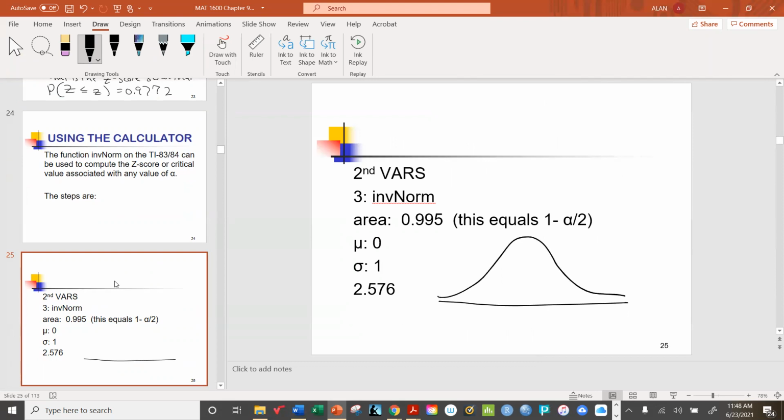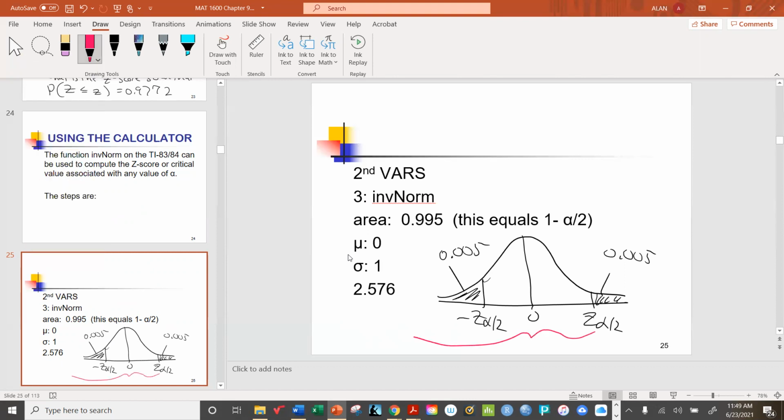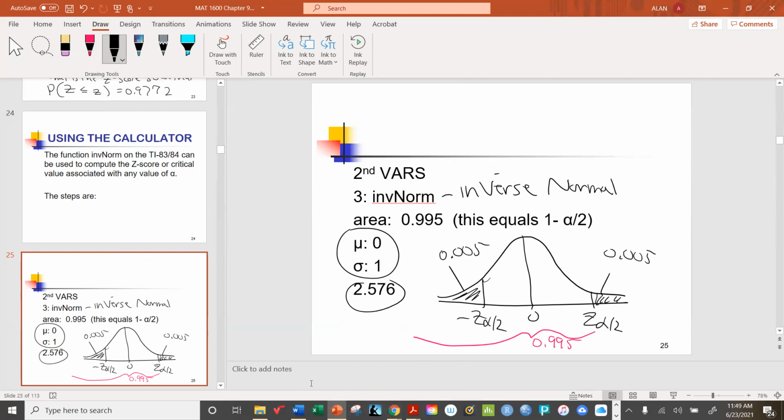Now, for the case that I just had a minute ago, where the tail areas are each 0.005, how did I find those z-scores? I actually did this. If the area in the right tail is 0.005, everything below that, all the way down to negative infinity, must have an area of 0.995. So this function, by the way, INV norm stands for inverse normal distribution. And so what I'm telling it is an area, and using the assumed mean of 0 and standard deviation of 1, it will show up with 2.576.